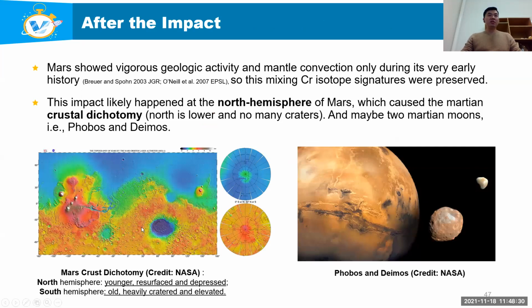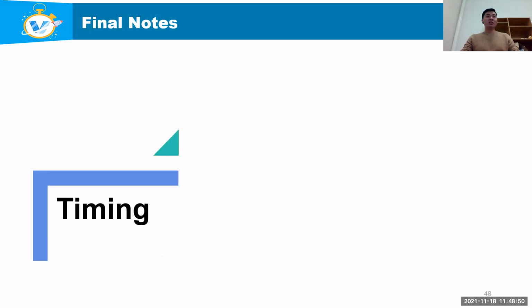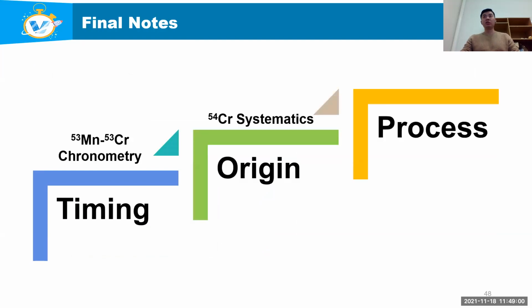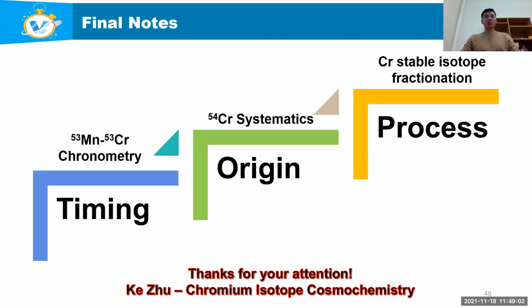And the left figure is the Martian crust dichotomy. So maybe this impact also caused the Martian crust dichotomy, and maybe also the two Martian moons, Phobos and Deimos. Okay, my presentation is finished. The final note is that we can use chromium isotopes to get some timing information, origin information, and process information. So thank you very much.